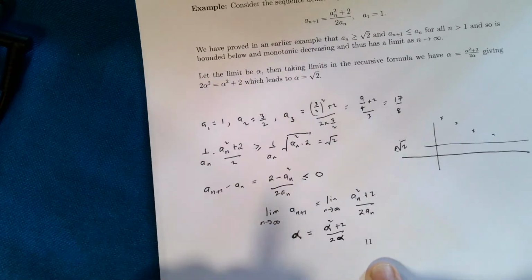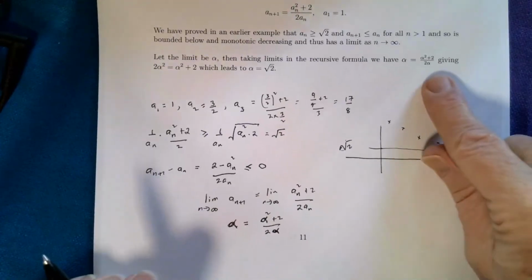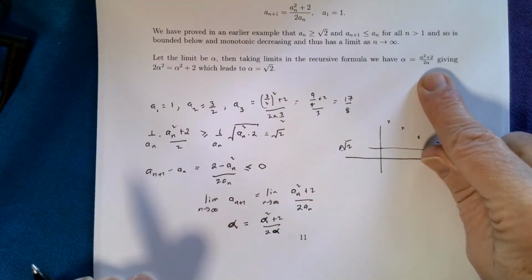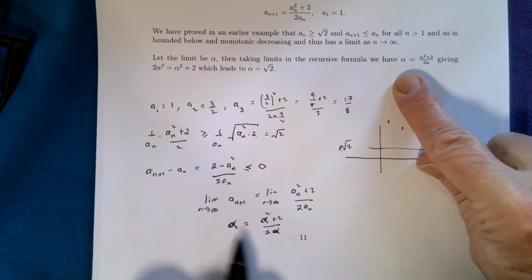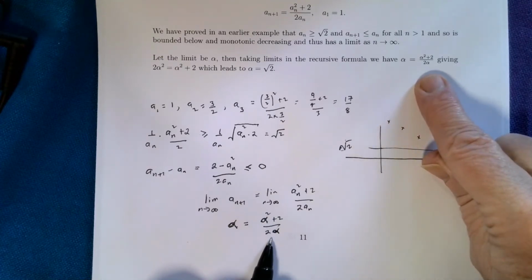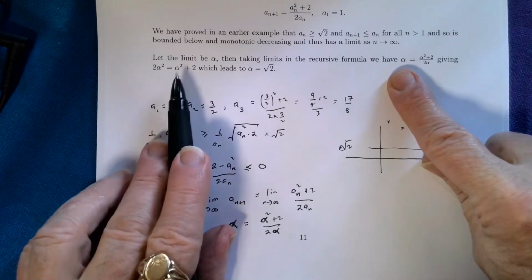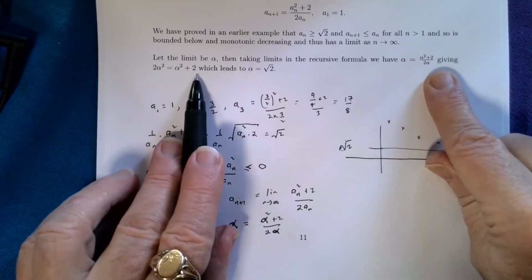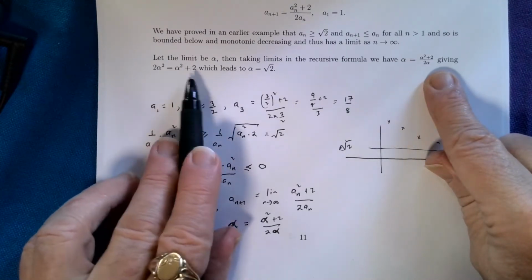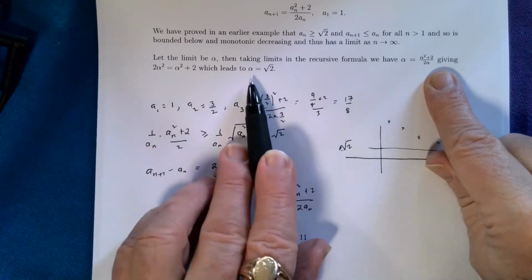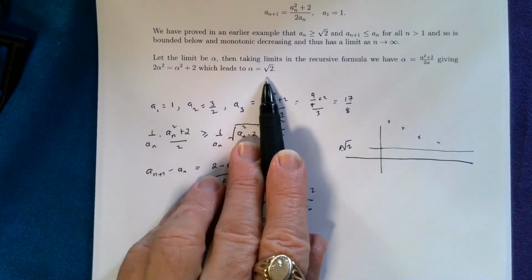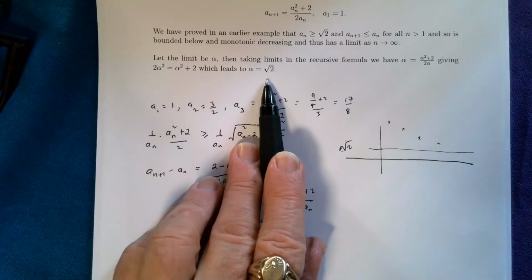So we get alphas, and that's where this is coming from up here. So we have alpha then is alpha squared plus 2 on 2 alpha. I can cross multiply. I get 2 alpha squared is alpha squared plus 2. That gives me alpha squared is 2. And that means alpha is root 2. It can't be negative root 2 because the terms are all positive.